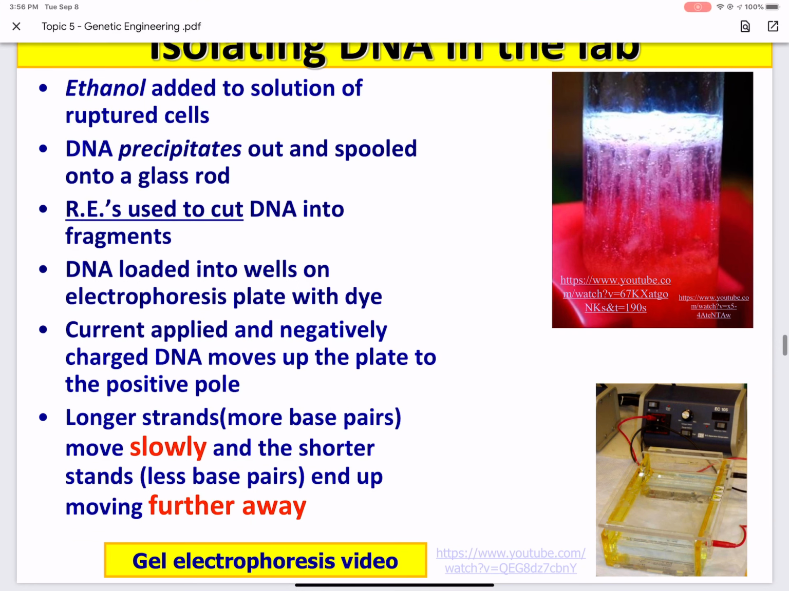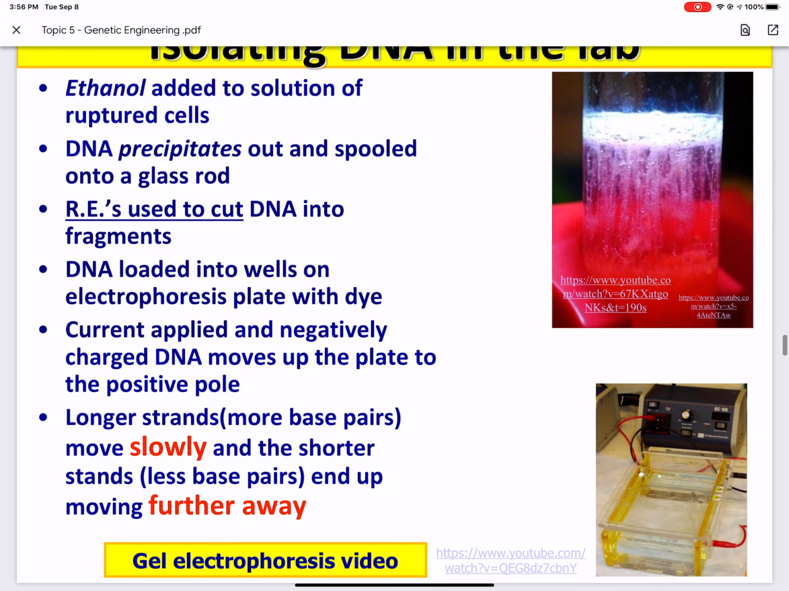How do we isolate the DNA to do these? Well, you can take the DNA out of a cell, and then we would take some ethanol, add it to the solution, and the DNA actually just precipitates out, and it's kind of like cotton candy. It's spooled onto this glass rod. We use restriction enzymes to cut the DNA into fragments, and now we'll take that DNA in fragments and load it into what's called a well.